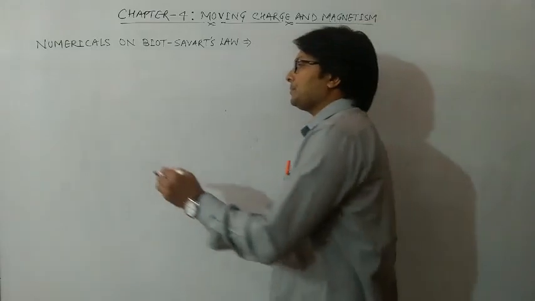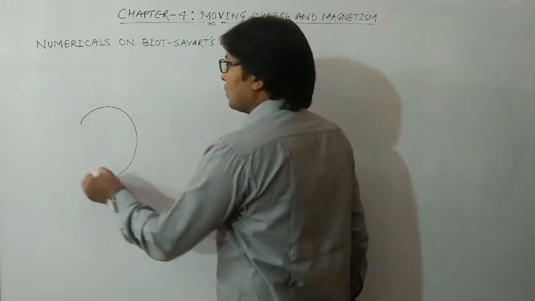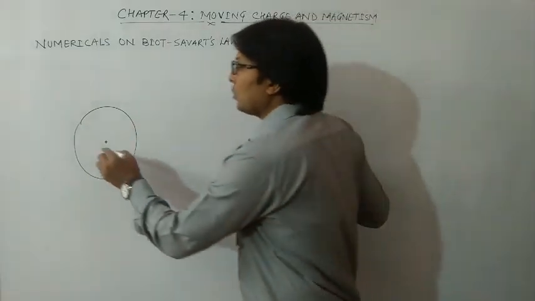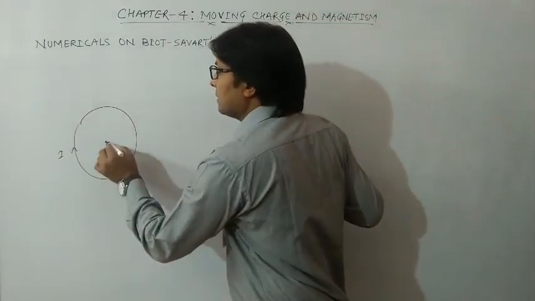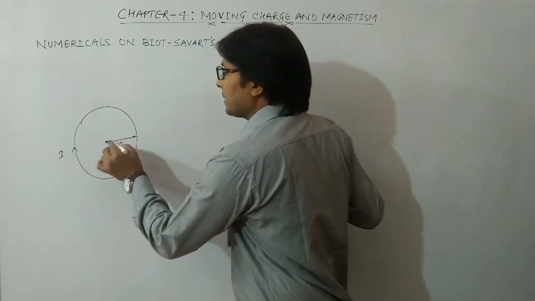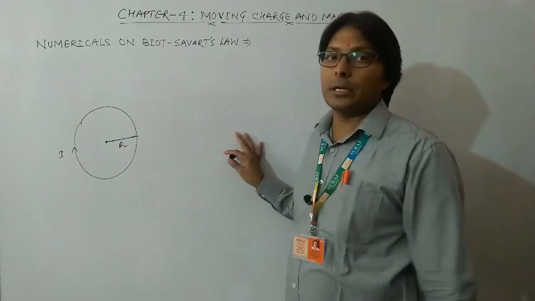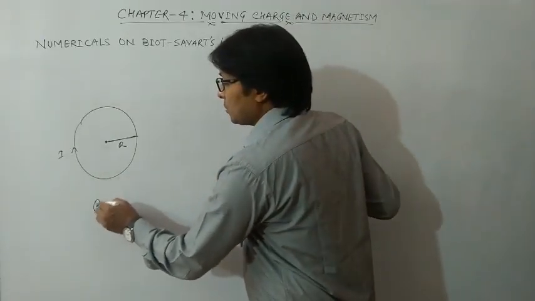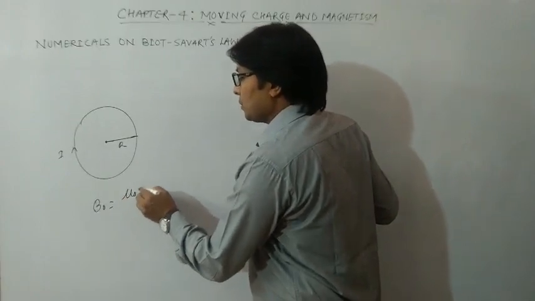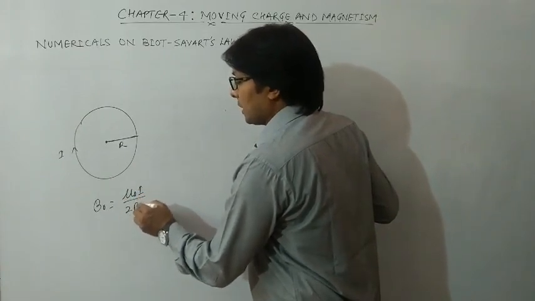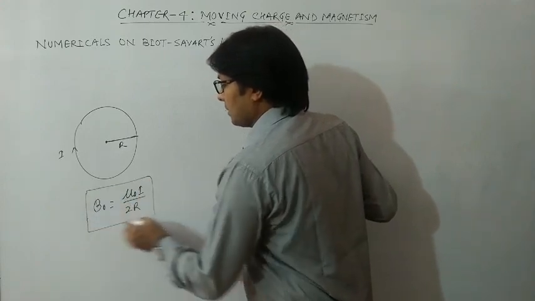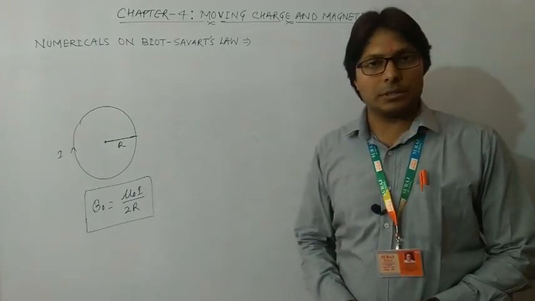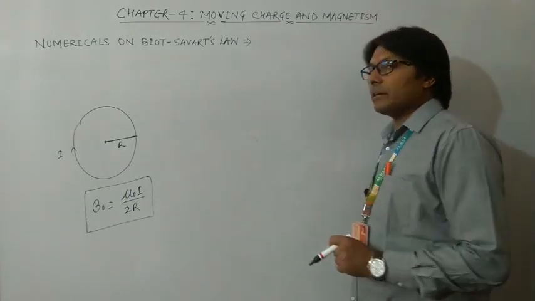The very first formula which we derived was to find the magnetic field at the center of a circular loop carrying current I and having radius capital R. If you recall from the last video, it was B0 equals mu 0 I upon 2R. That formula we derived with the help of Biot-Savart's law, and it was the very first application.